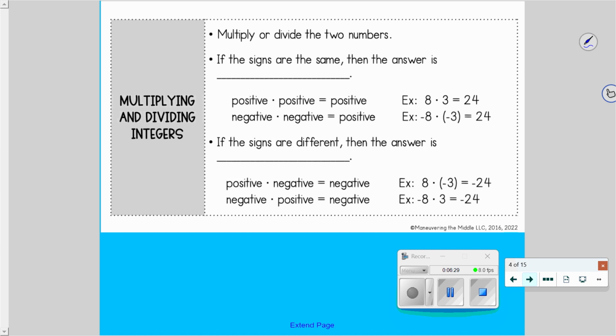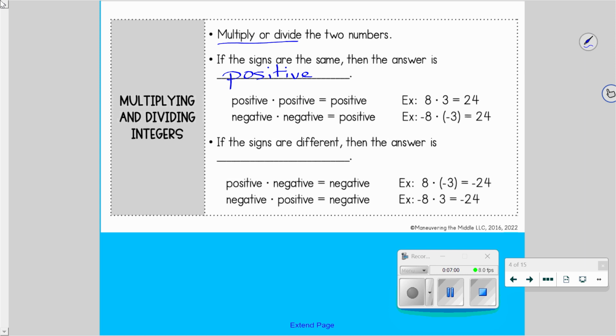Multiplying and dividing is a lot faster. Instead of having to worry about the signs first, I'm just going to multiply or divide the two numbers. So ignore the signs, just multiply or divide. Then, if the signs are the same, the answer is positive. If I have a positive times a positive, it's positive. If I do a negative times a negative, it's positive.